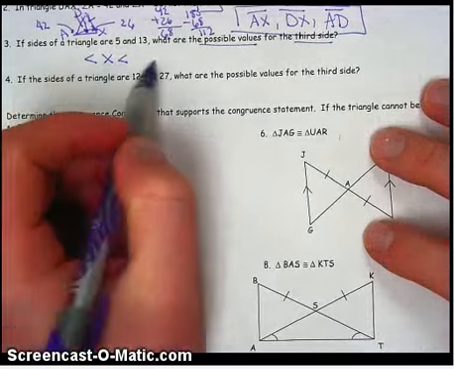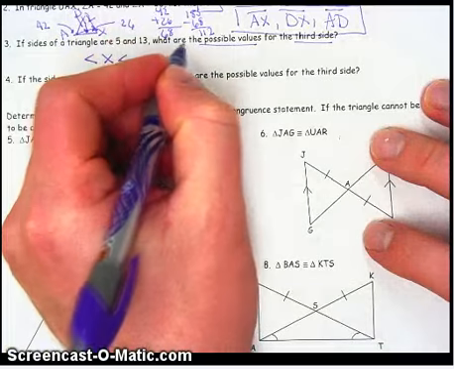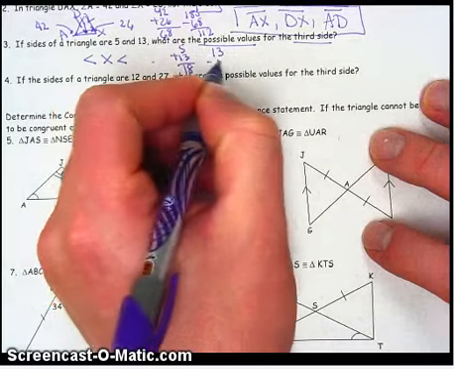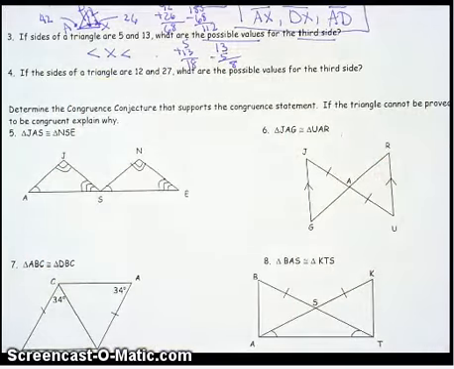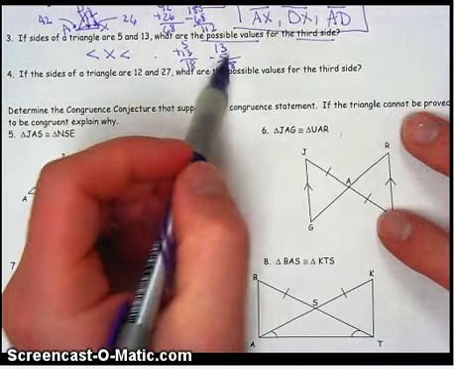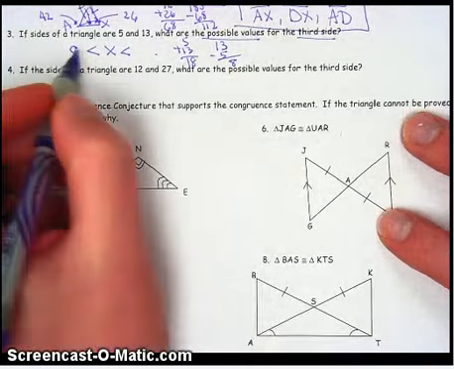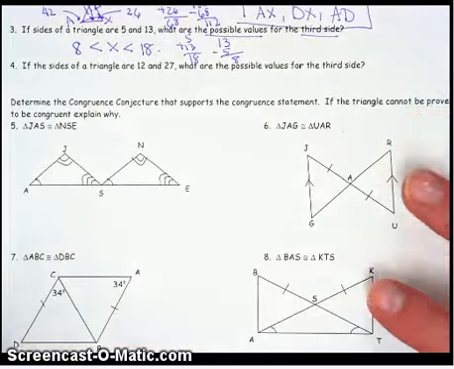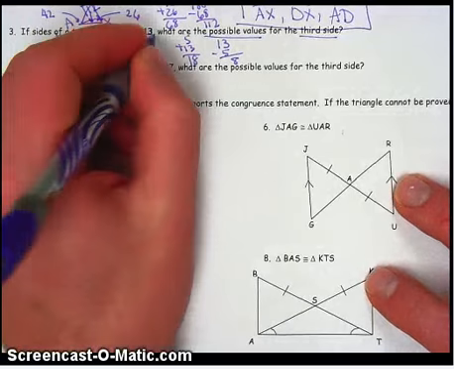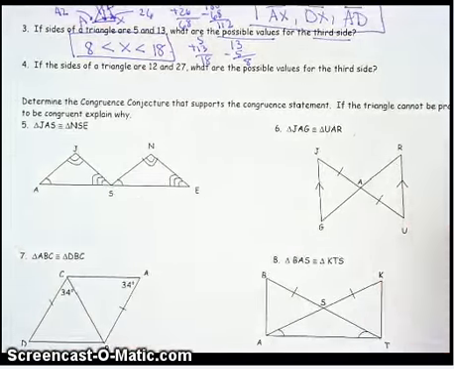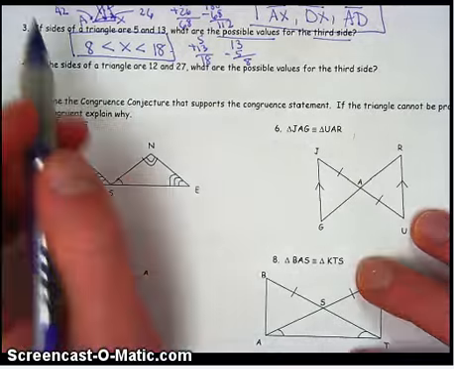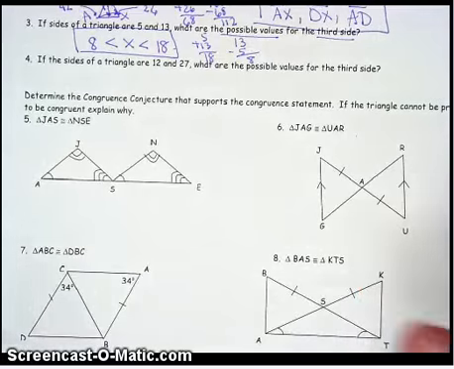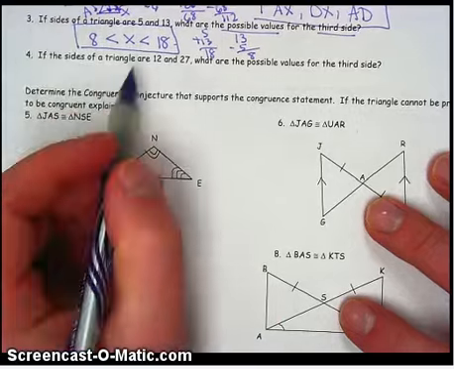Whenever I want to find these values, first thing I need to add them. So 5 plus 13 is 18, and then I subtract them. 13 minus 5 is 8. Those are my two values. The 8 is the smallest, so 8's going to go here. So it's saying 8 is less than my side is less than 18. And that's your answer. Add the two sides, subtract the two sides, and write them as an inequality. That's a good question. Just make sure you don't put less than or equal to. Just less than.